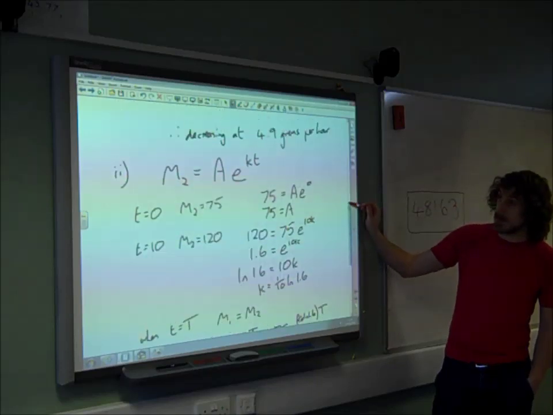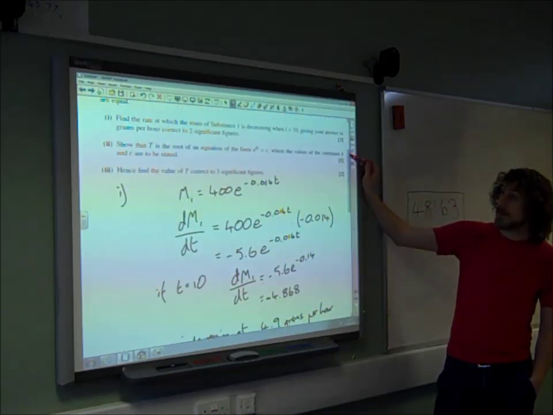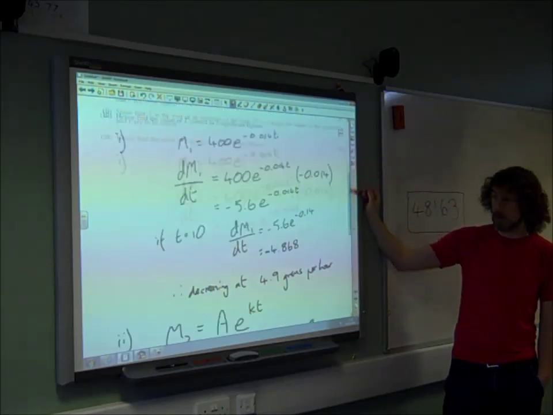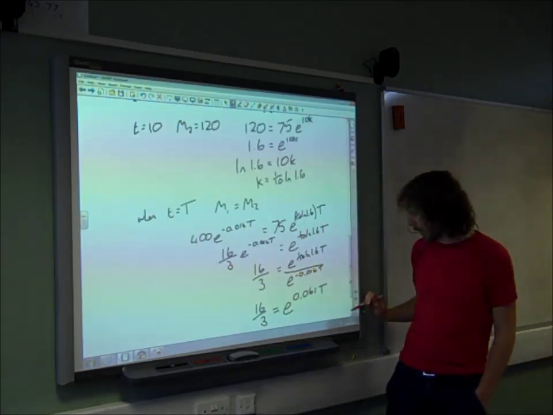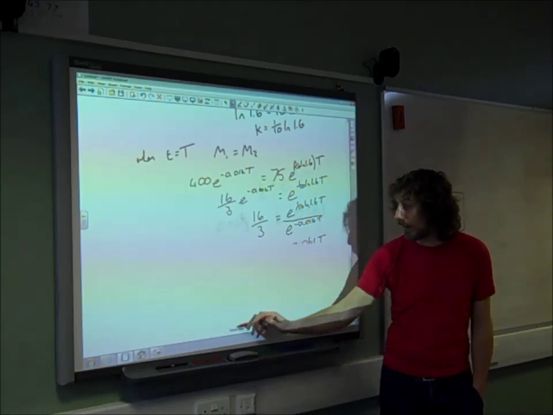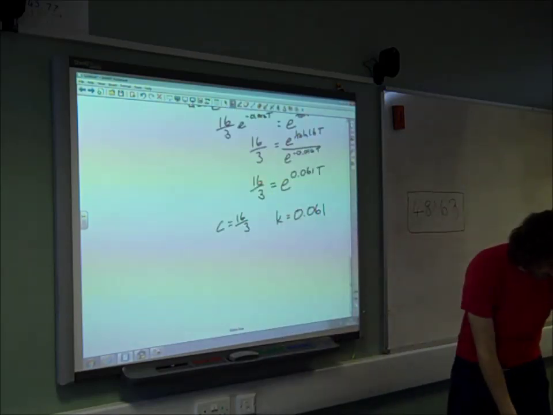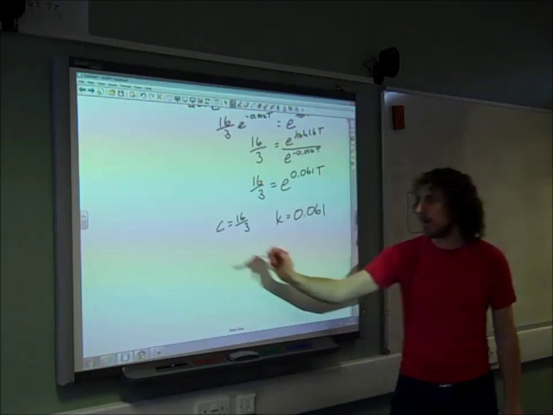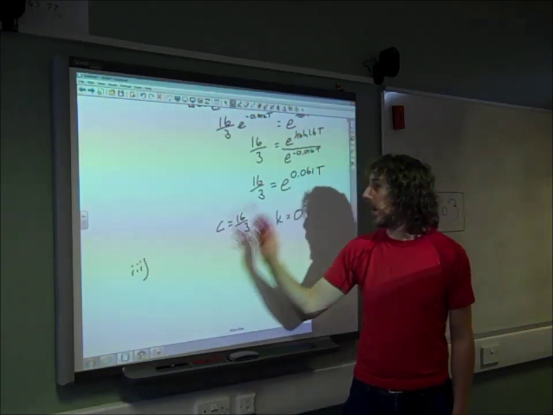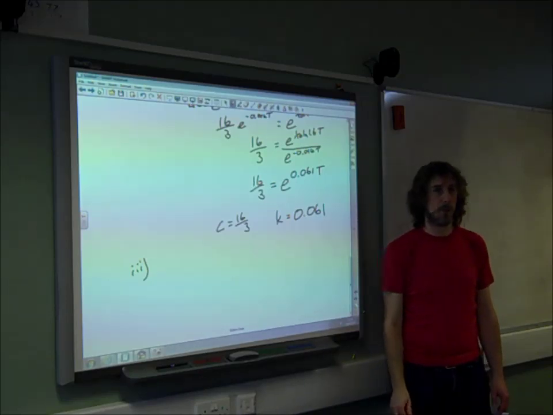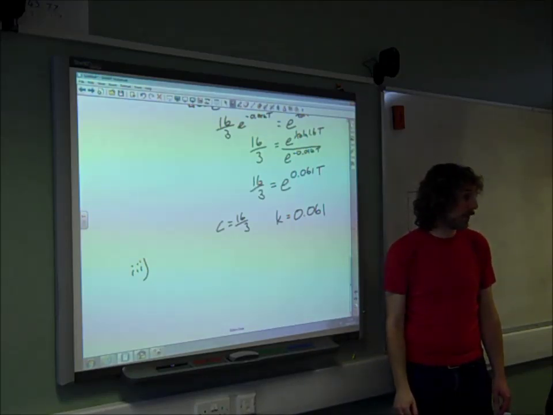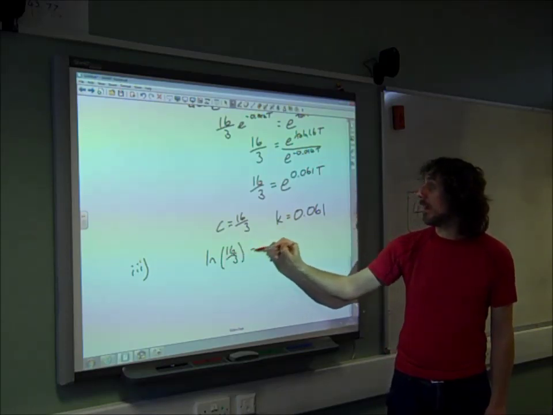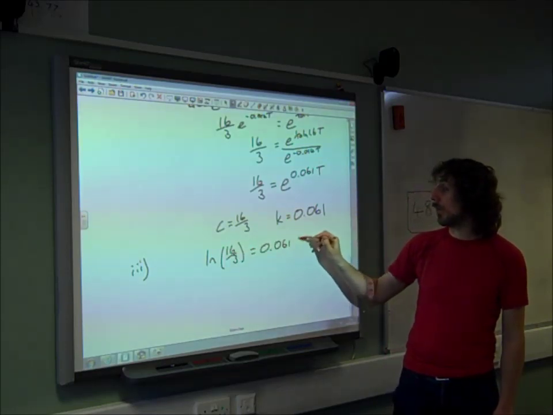Then, finally the question said, hence find the value of t correct to 3 significant figures. Well, actually, we've done all the hard work for this. Having got to this point here, we now just need to find the value of t that satisfies that, which is how do we solve this kind of equation where the unknown is in the power? Well, we take logs of both sides, don't we? We rearrange this to say that the natural log of 16 over 3 is 0.061t.